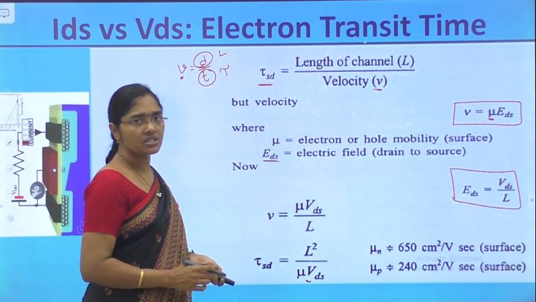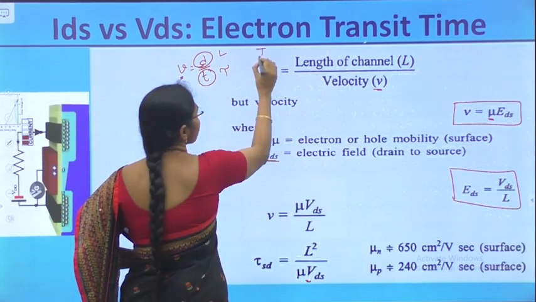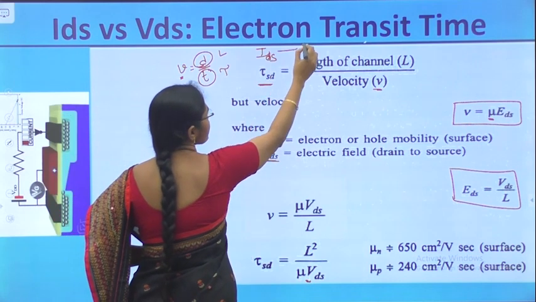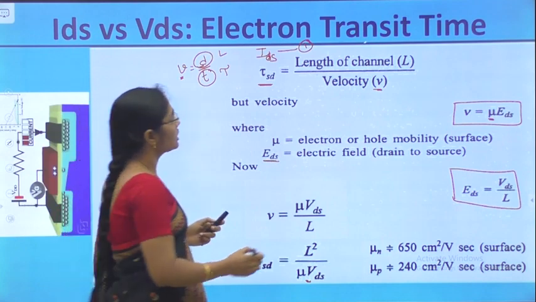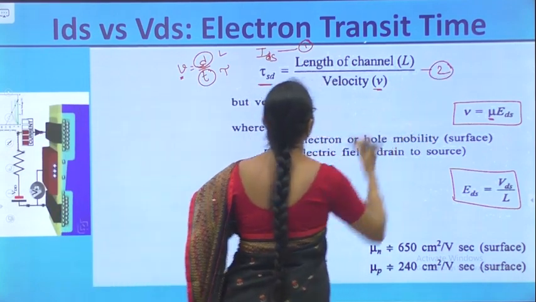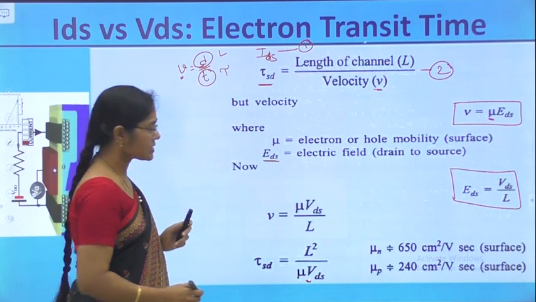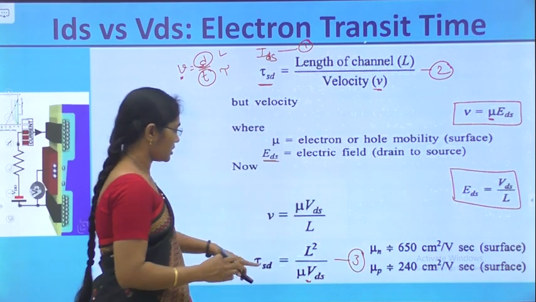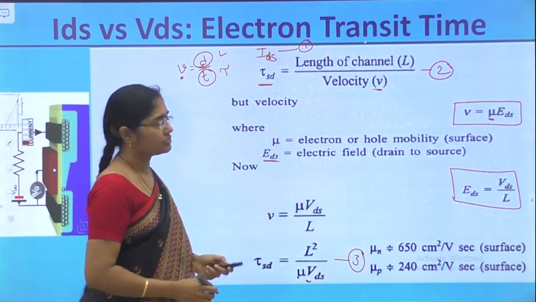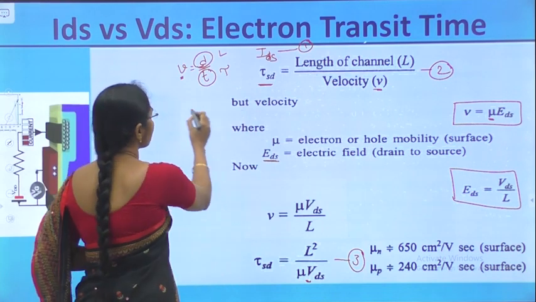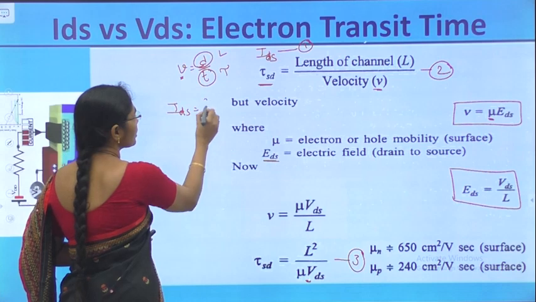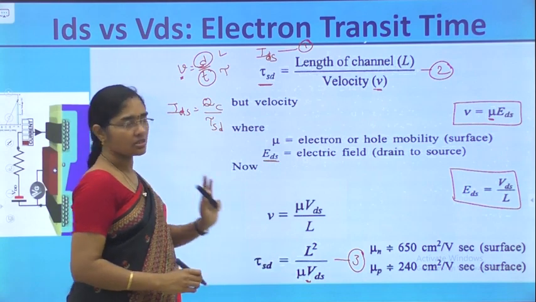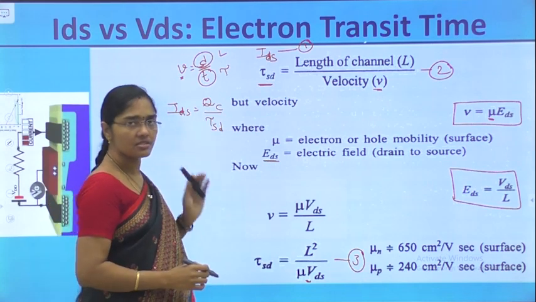Now let's take the current equations. Let's take the IDS definition as equation 1, that is equal to QC by tau, and the second equation as tau ST, the length of the channel by velocity. The final expression, the third equation, is tau ST equal to L square by mu into VDS. Now in our IDS equation, IDS is equal to QC by tau ST, so the tau ST part is ready with equation 3. Now we have to find the channel charge.